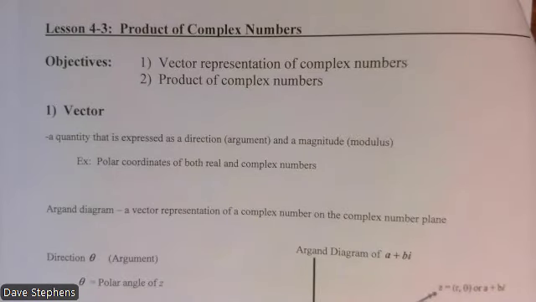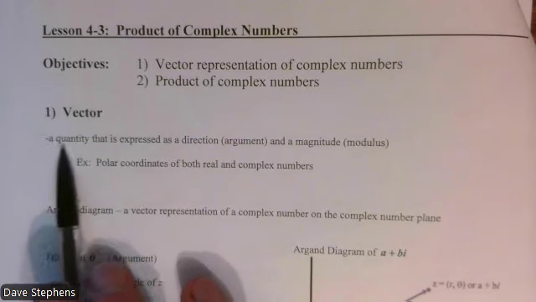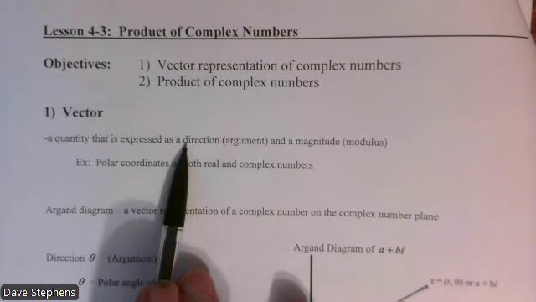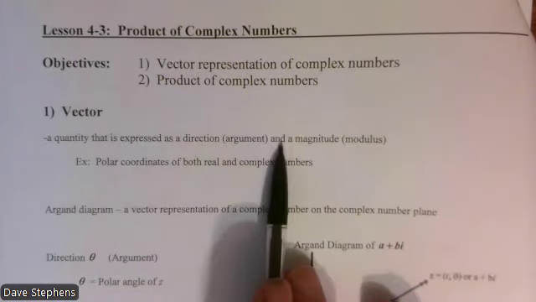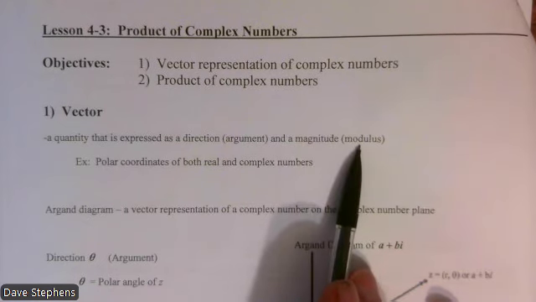All right, 4-3, we're looking at the product of complex numbers. Woo, this is amazing. It starts off by talking about vector representation of complex numbers. A vector is anything expressed as a magnitude or direction. So let's see what it says. A quantity that is expressed as a direction, which is the argument, and a magnitude, the modulus.